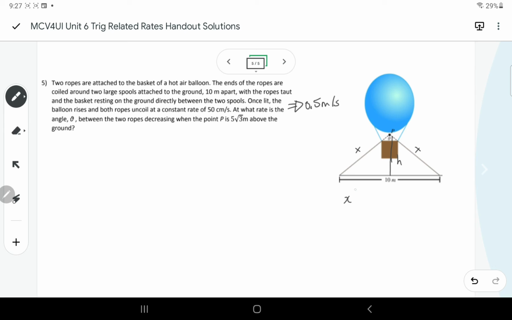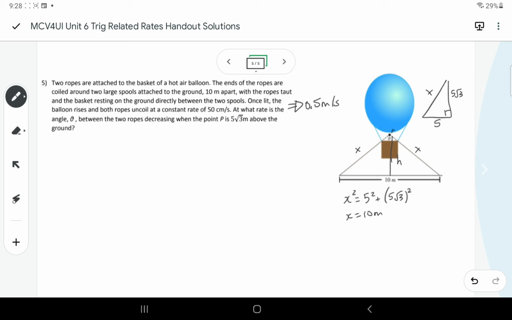So x squared at that point, if you imagine just this, 5√3, and that would be 5, and that would be x, taking half that base, I could use the Pythagorean theorem and say that x squared is 5 squared plus 5√3 squared. And I end up getting x equals 10 meters. So this is at the point where x equals 10.